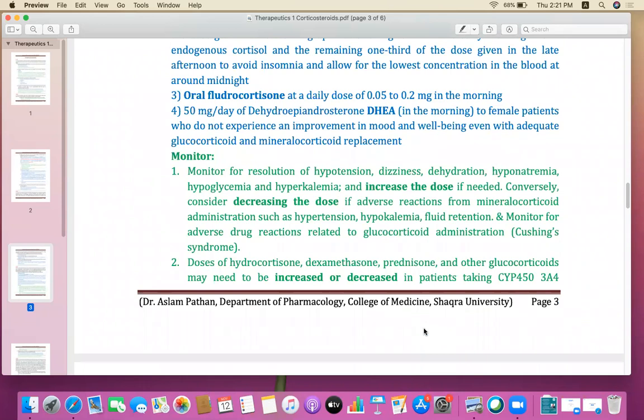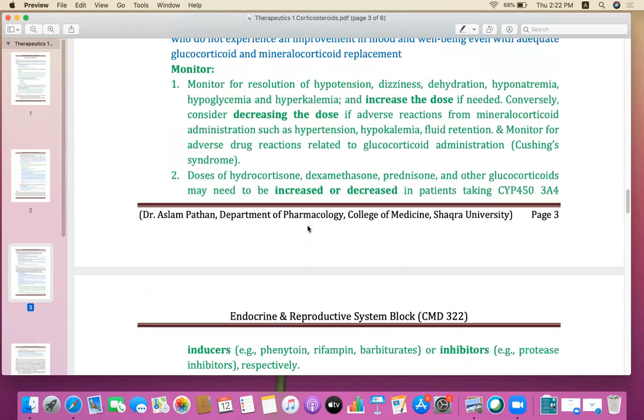How can you monitor? Just monitor for the physical symptoms. Monitor for the resolution of the hypotension, dizziness, dehydration, hyponatremia, hypoglycemia, and hyperkalemia, and increase the dose if needed. Conversely, consider decreasing the dose if the patient is not hemodynamically stable. This is the monitoring.